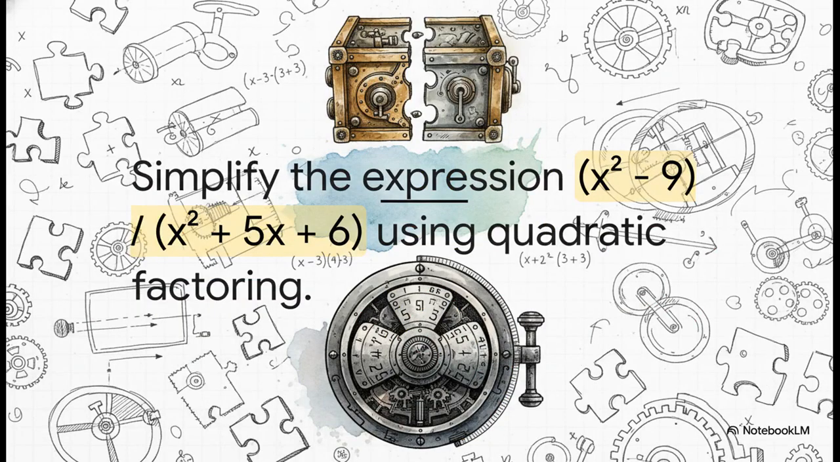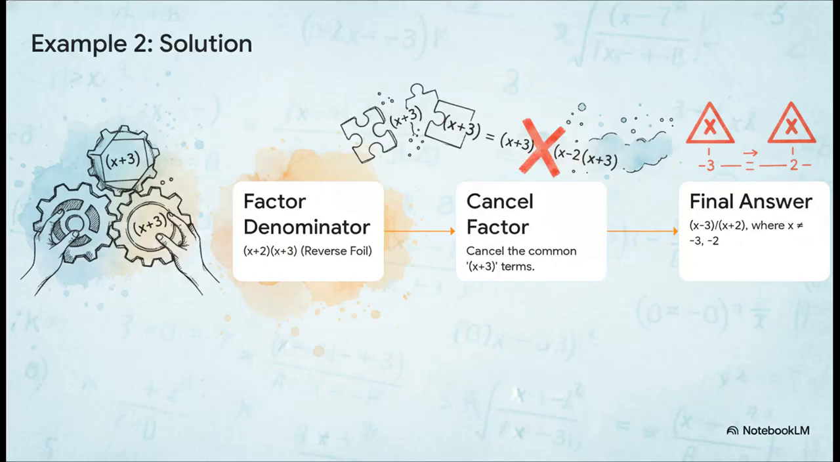Okay, time to level up a bit. For this one, we're going to have to factor both the numerator and the denominator. See if you can spot the classic pattern up top. The bottom is going to take a little more detective work to find those two magic numbers. So that numerator, x squared minus 9, that is a classic difference of squares. It factors out perfectly to x minus 3 times x plus 3.